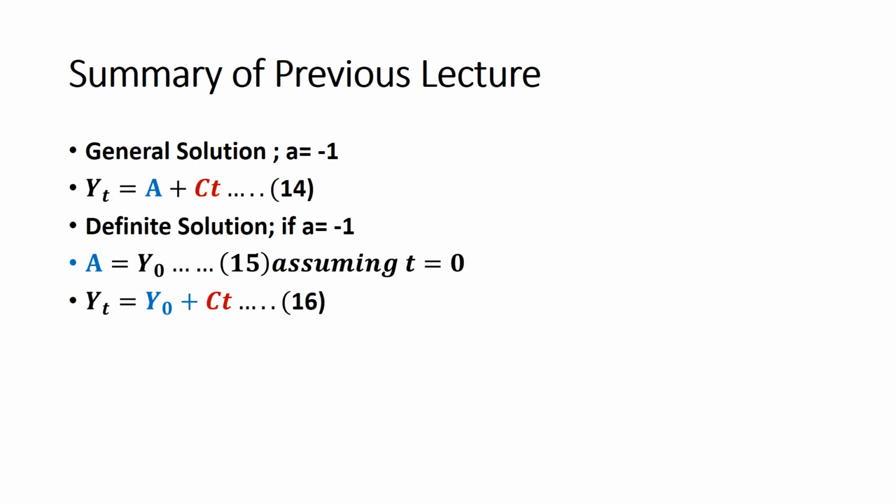General solution, if a is equal to minus 1, yt is equal to A plus ct. Definite solution, if a is equal to minus 1, here A is equal to y naught. If we substitute t is equal to 0, the definite solution is yt is equal to y naught plus ct, equation number 16.